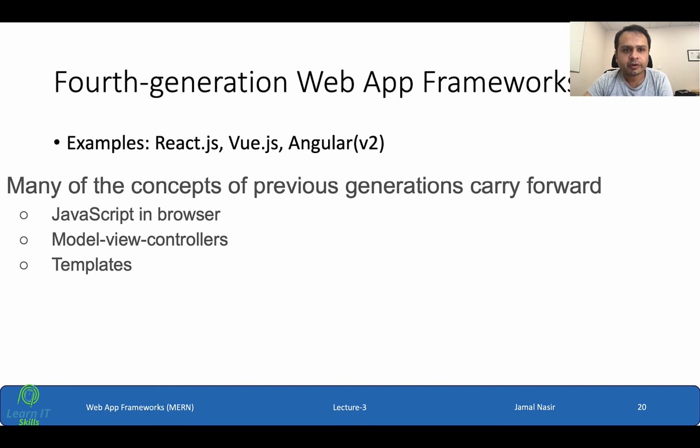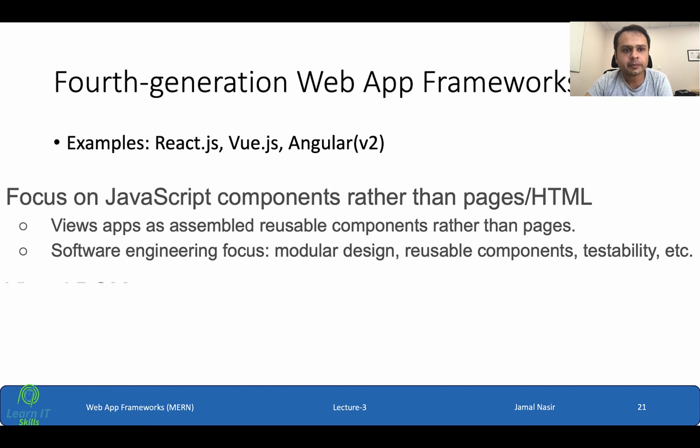Fourth generation web app frameworks. Examples are React.js, which we would be learning in this course, Vue.js, and the second version of Angular. Many of the concepts of previous generations carry forward. Obviously, we would be using JavaScript in the browser, MVC architecture, templates, those HTML/CSS things, right? In fourth generation web app frameworks, the focus is on JavaScript components rather than pages or HTML. So views apps assemble reusable components rather than pages, right? The focus is on software engineering: modular design, reusable components, testability.